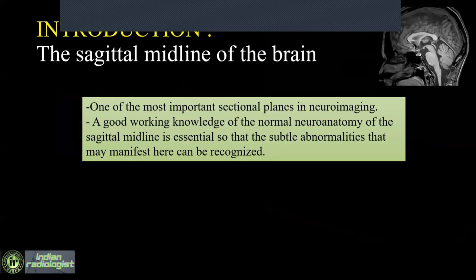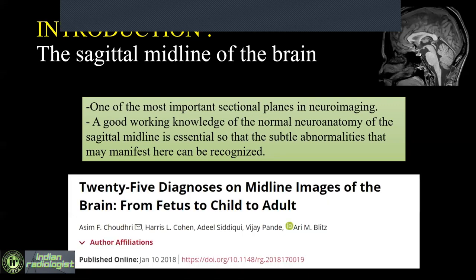This is one of the most important sectional planes in neuroimaging, and I'm sure all of us will agree to this. A good working knowledge of the normal neuroanatomy of the sagittal brain is essential for identifying subtle abnormalities that can manifest in various ways clinically. Because of this fact, if you search on the net, there are various articles, like this one, 25 diagnoses on midline image of the brain from fetus to child to adult. So even a single image can give you various diagnoses if you know the anatomy well.